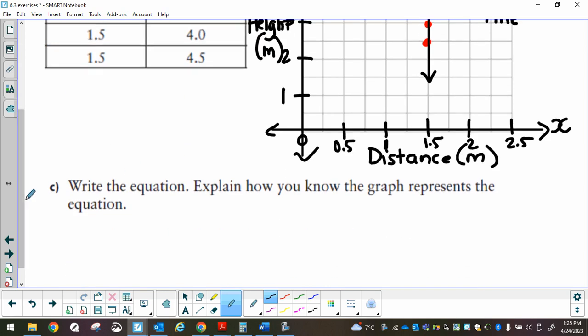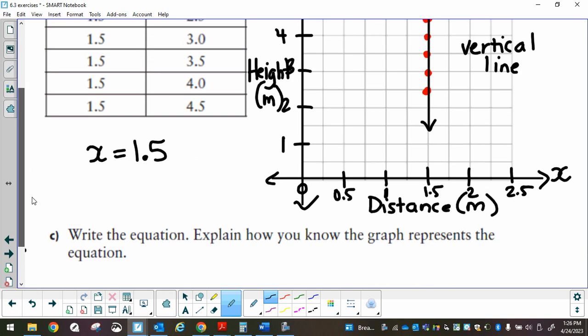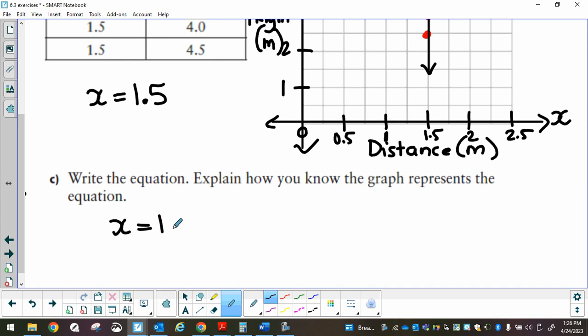Okay, write the equation. Okay, when one of your variables remains constant, your equation is simply this equals that. So x equals 1.5. Okay, that's all I need to write.